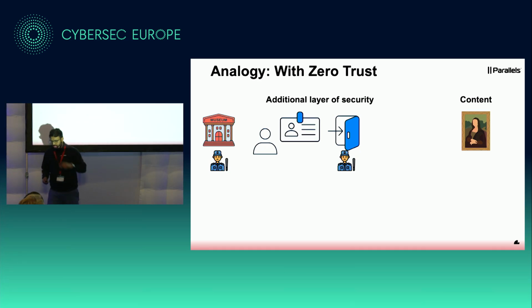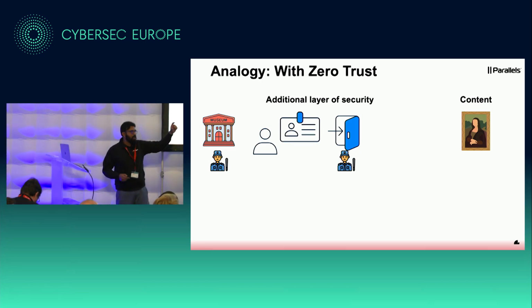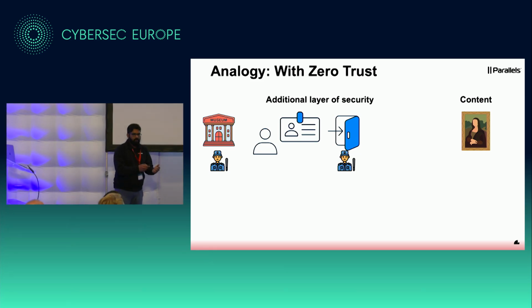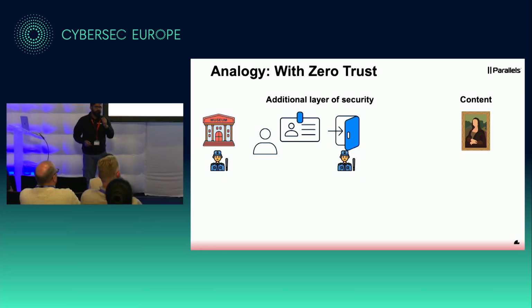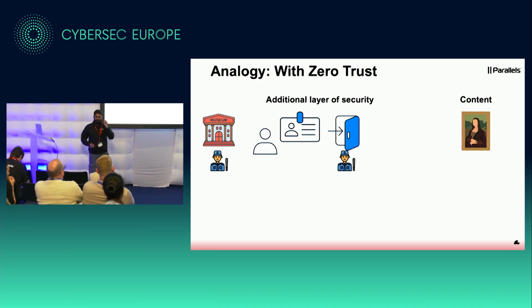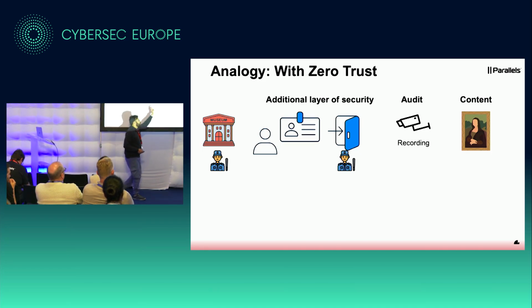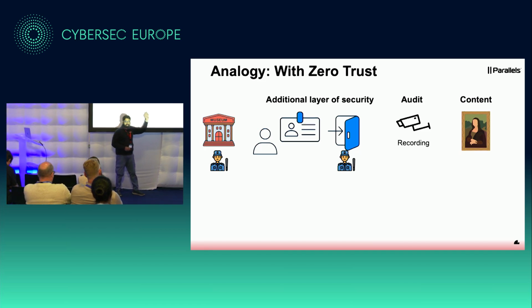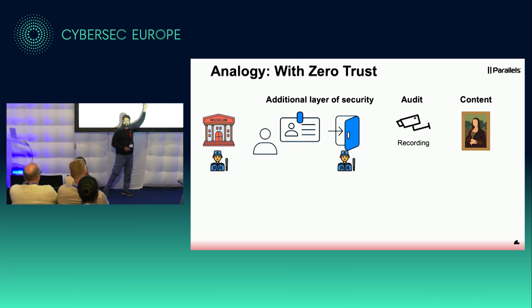What they do is show you the ID card: "Hey, I work here in this museum. I want to work there." But that's not sufficient. There's an extra thing which Zero Trust requires, which is a recording. You want to see who accessed, who entered what, and when. And there's going to be auditing.